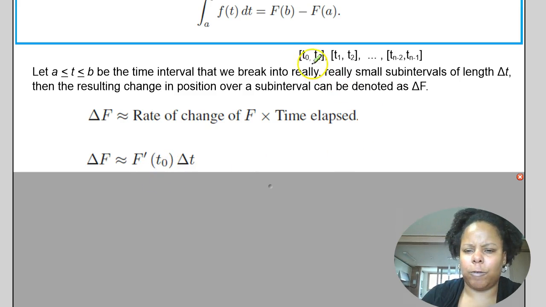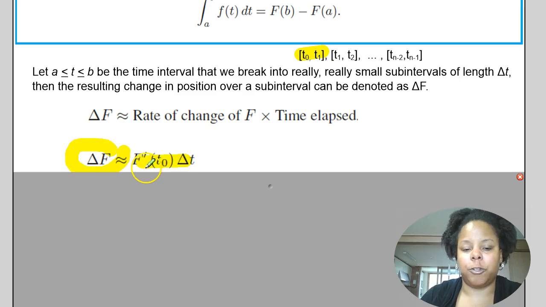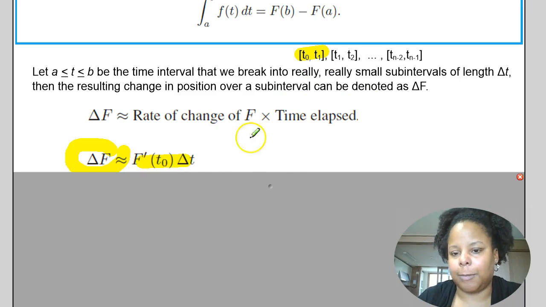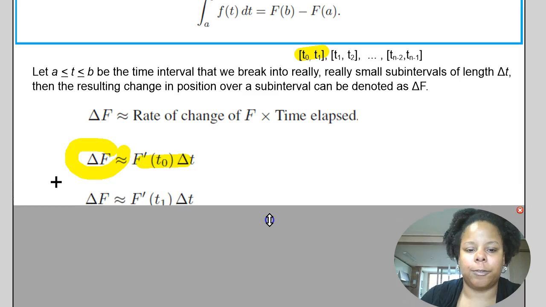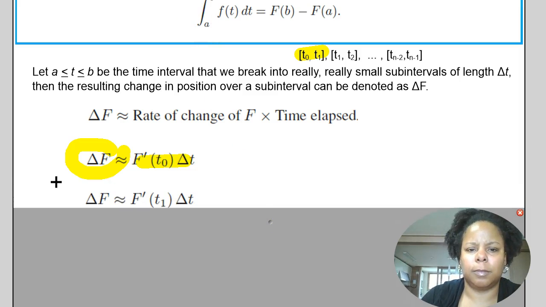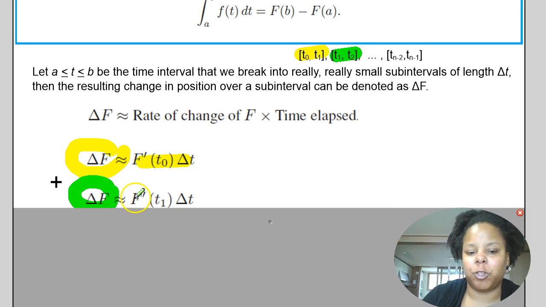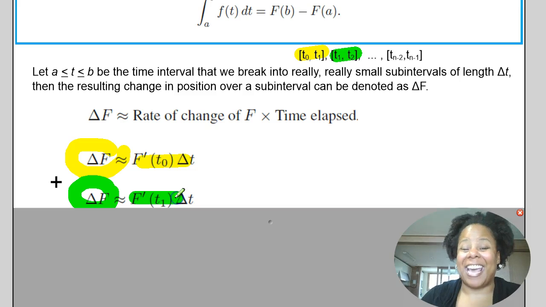In this case, for the first interval, delta f is equal to the first derivative of f at t naught times delta t, the time elapsed. For the second interval, which is t1 to t2, delta f is going to be approximately equal to the first derivative of big F at t1 times delta t.